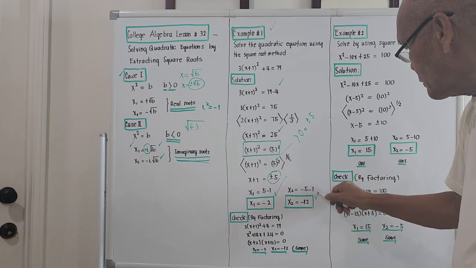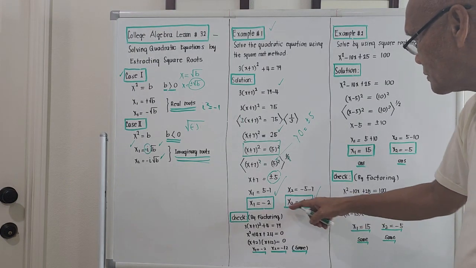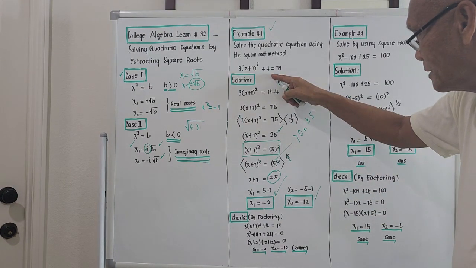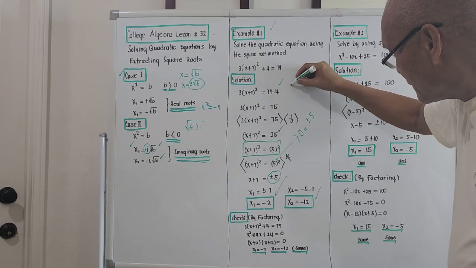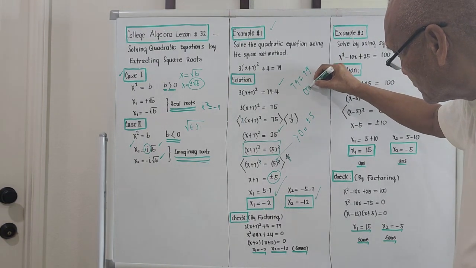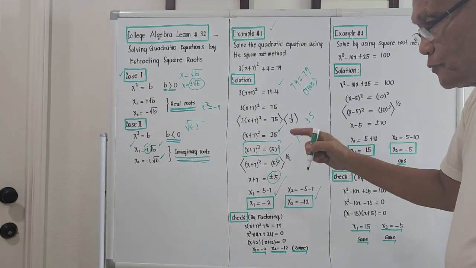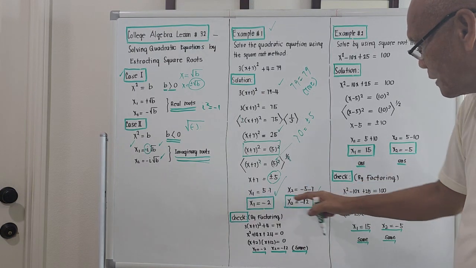To check the validity of this x1 and x2, we place these values back here. So what comes out should be 79 equal to 79. So this will be true. That's one way of checking the validity of our answers, x1 equal to negative 2 and x2 equal to negative 12.